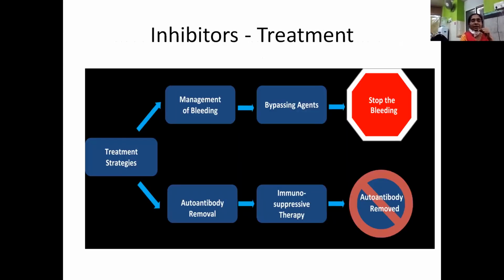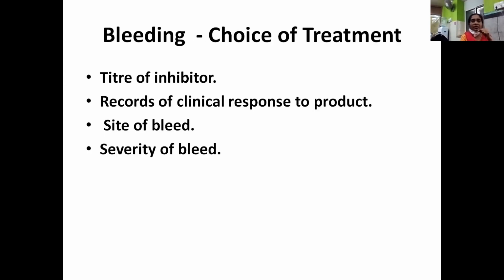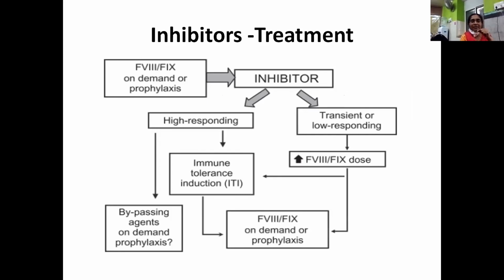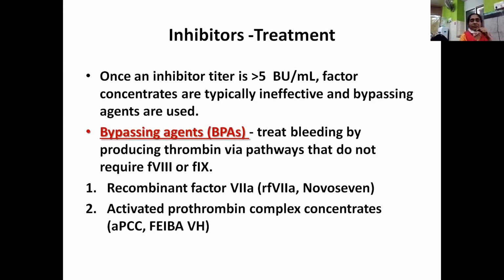Now coming to the treatment of inhibitors, it is usually with bypassing agents, about which I think we will cover in the next session. In patients with inhibitors, we will mainly use bypassing agents for treatment. If it is a low titer inhibitor, there is one school of thought that you can use a very high factor dose. But if it is a high responding inhibitor, usually we treat with bypassing agents.